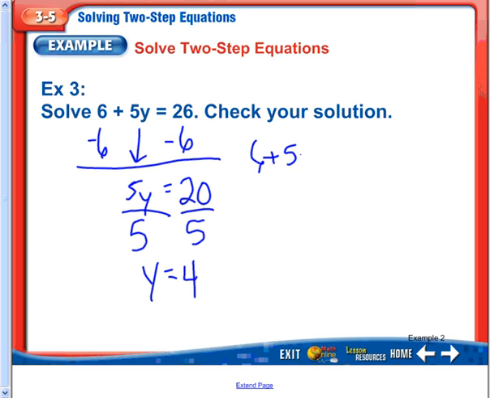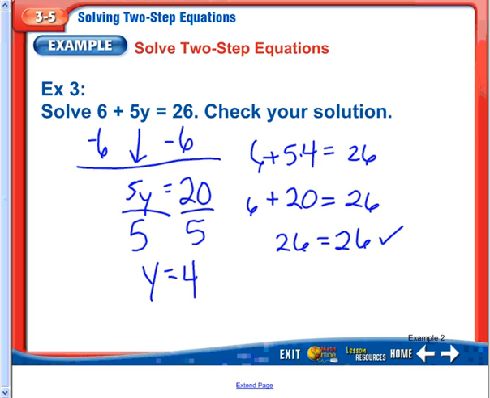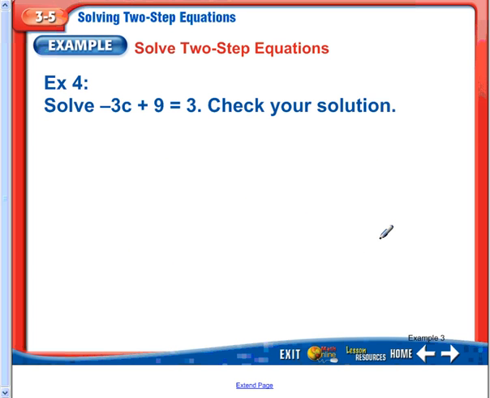I'll check my solution by putting in the original equation. 6 plus 5 times 4 equals 26. Order of operations says I need to do 5 times 4 first, which is 20, plus 6, does it equal 26? And 6 plus 20 is 26. So my solution works.